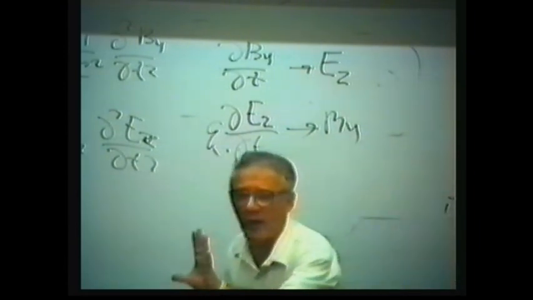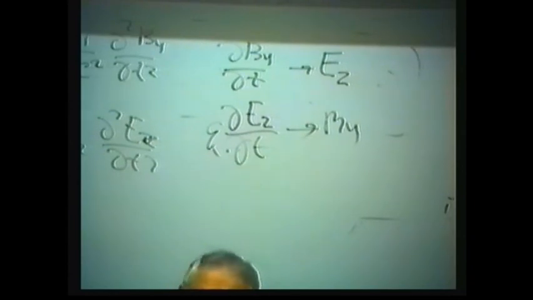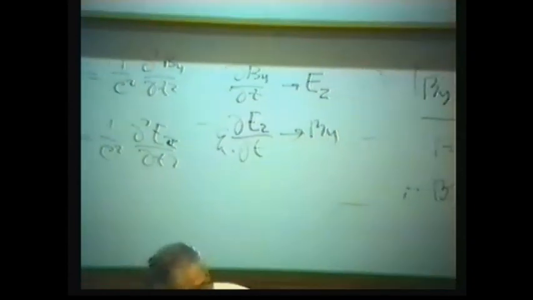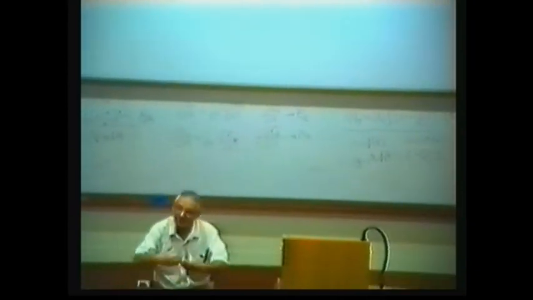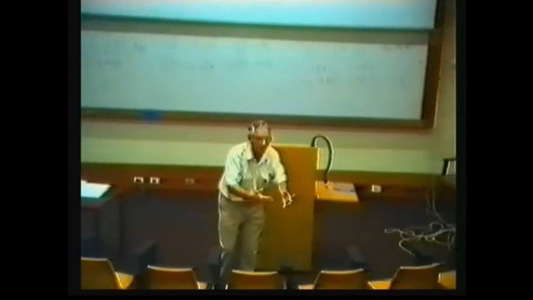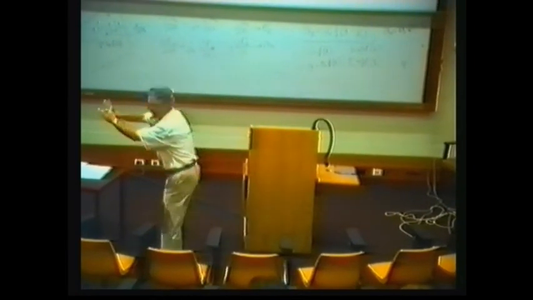So at each point we have two generators. The electrical field changes with time, it creates a magnetic field. The magnetic field changes with time, it creates an electrical field. They support each other. In this way, the wave travels.